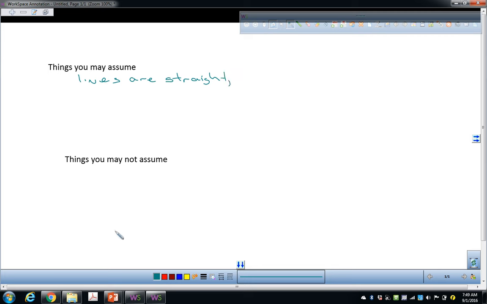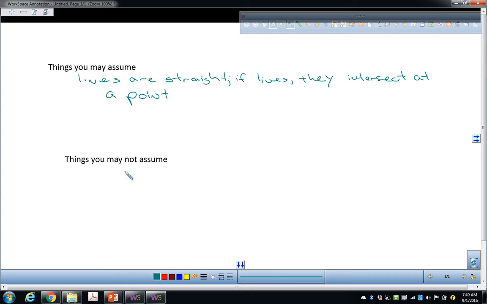What else can you assume? You can assume that if lines intersect, they intersect at a point, which is kind of weird. They intersect at a point.